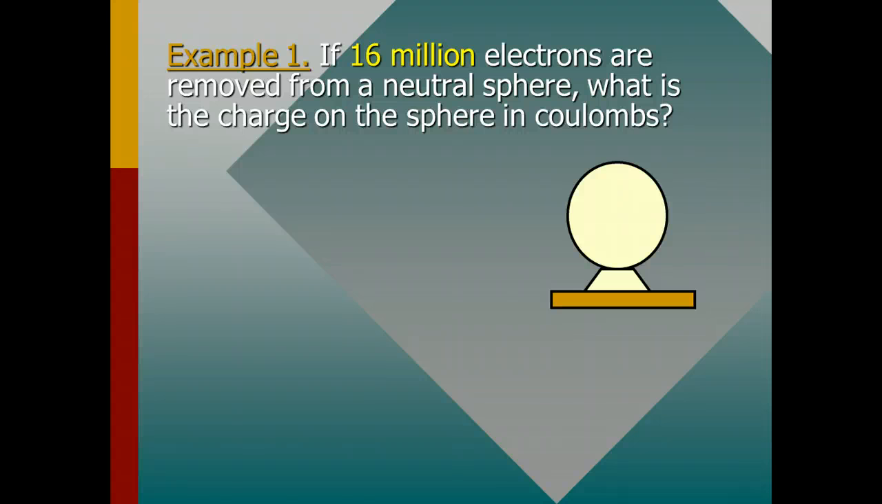So here's an example that has to do with number of electrons and coulombs. If we removed 16 million electrons from a neutrally charged sphere, what is the resulting charge on the sphere in coulombs? So go ahead, take a second, try to figure that one out. I'll take a sip of my coffee here.